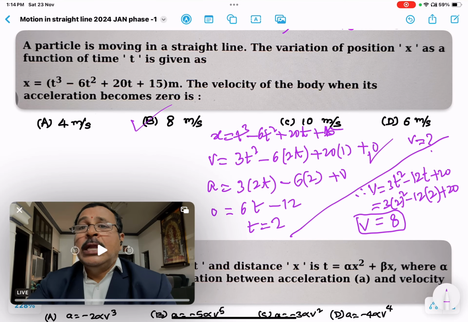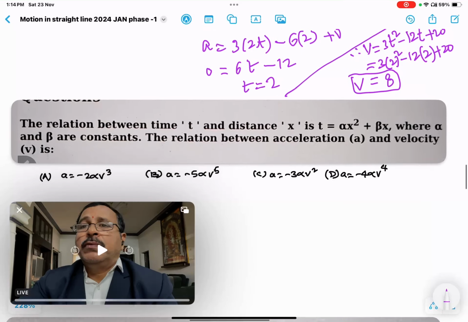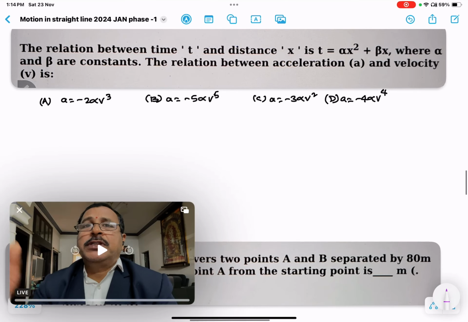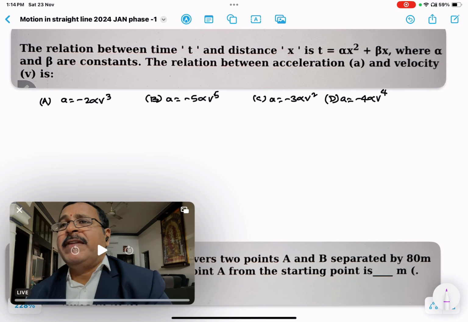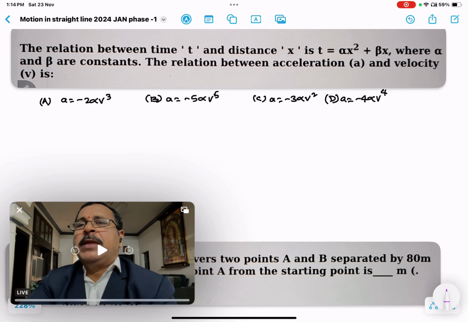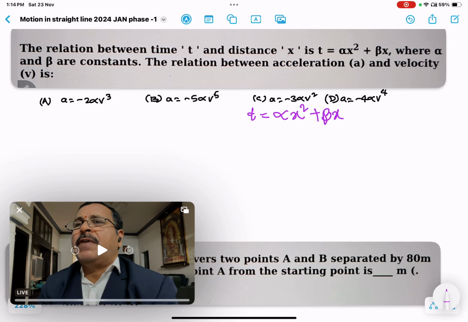Okay, now let us move to the fourth question. The relation between time and displacement, t and x, is given as t equals alpha x square plus beta x, where alpha and beta are constants. The relation between acceleration and velocity is asked. What is the acceleration and velocity?